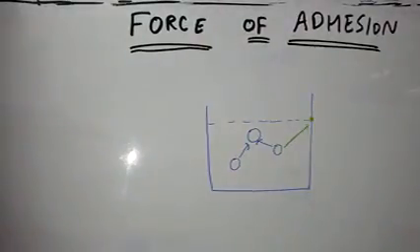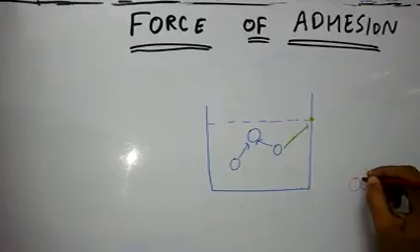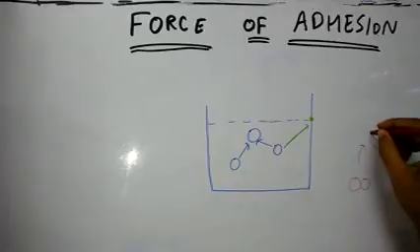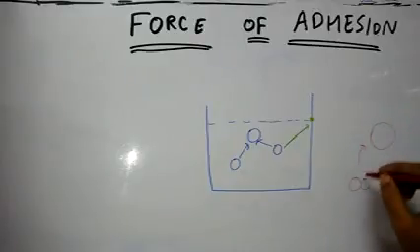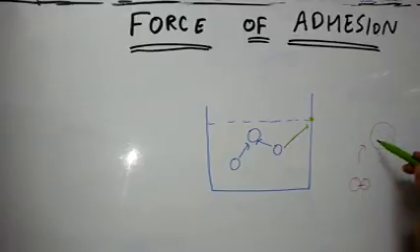The example of the force of cohesion is two droplets touching each other, and they get converted into a big droplet due to the force between them. So it is the force of cohesion that converts it into a big droplet.